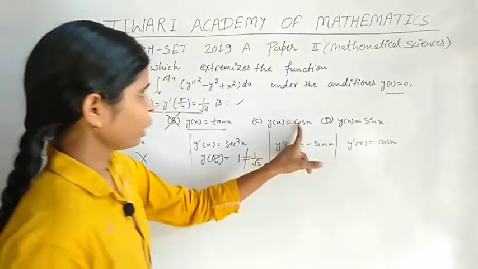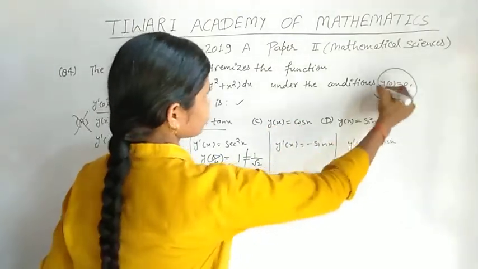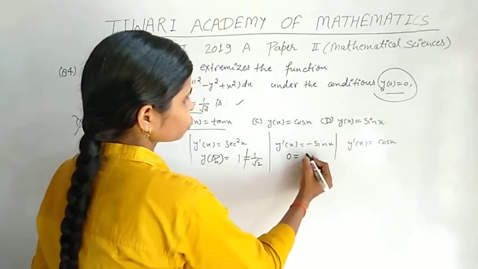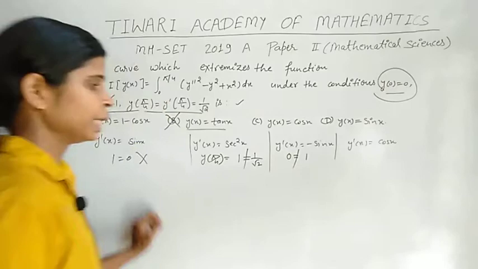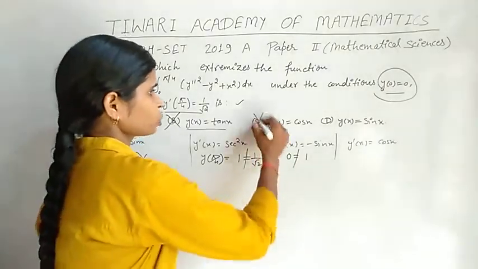Cos x, y at 0 is equal to cos 0, value 1. It does not satisfy this condition. Y is equal to 0 and cos 0 is equal to 1, 0 can never be equal to 1. It is impossible. Option C is also a wrong option.